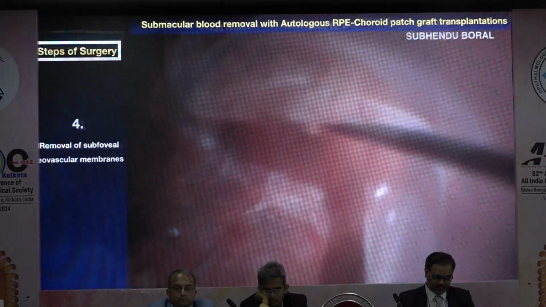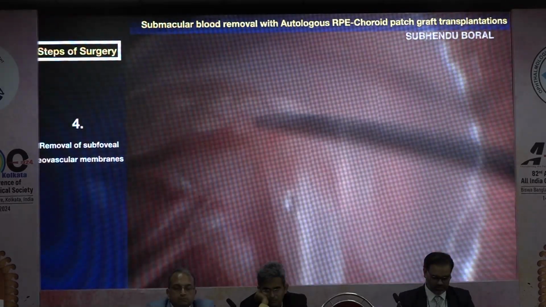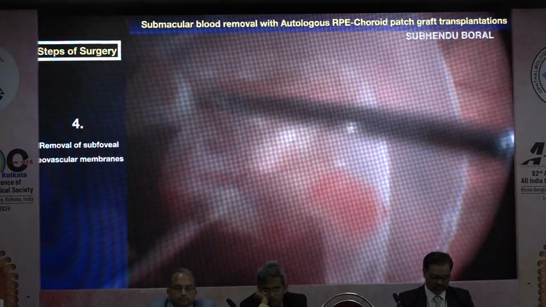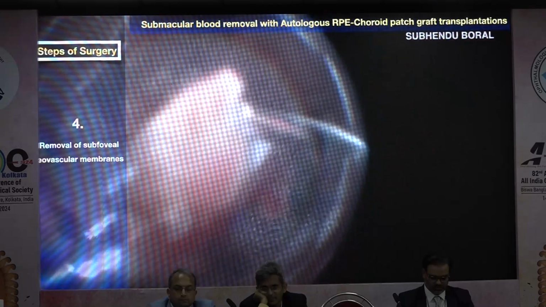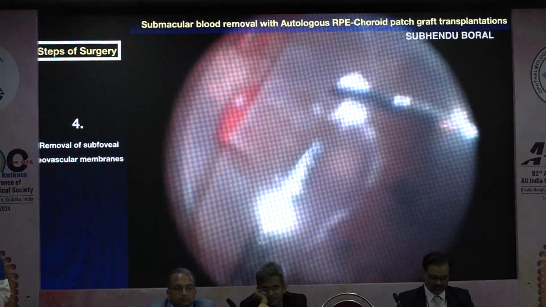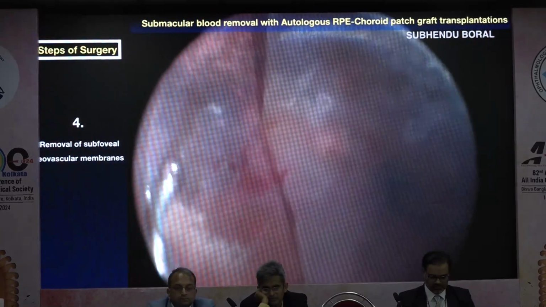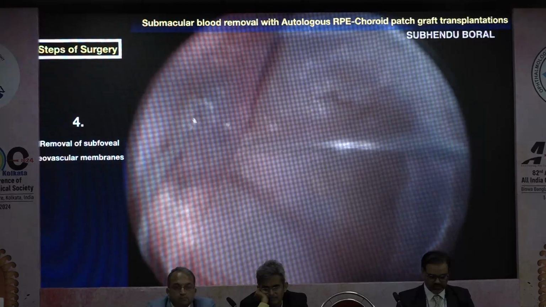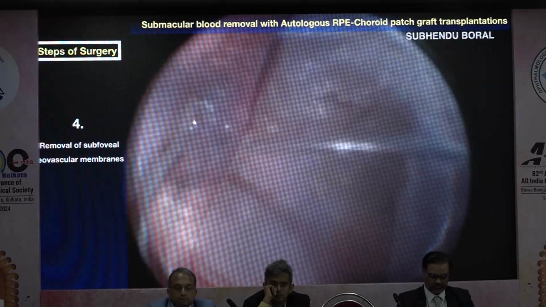Then removal of the CNVM is another very tricky situation. Sometimes you may get this kind of fleshy CNVM. You have to be very cautious about its surrounding adhesions, especially with the neurosensory retina, and remove it with the help of the cutter only. You have to remove all the scar and do gentle cautery to the feeder vessels to prevent postoperative recurrence of the subretinal hematoma.